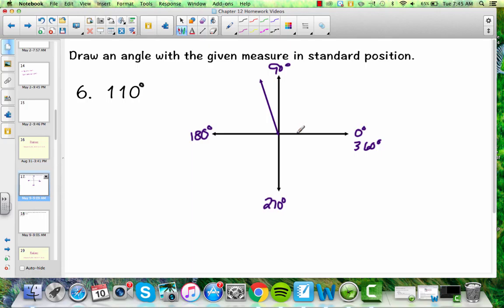And so I'm going to start at the initial side, and remember, for all angles, whether they're positive or negative, your initial side is that positive x-axis. So I'm going to start there, and I'm going to draw my angle curve all the way to my terminal side, which I just drew at 110 degrees. So this angle would be 110 degrees.